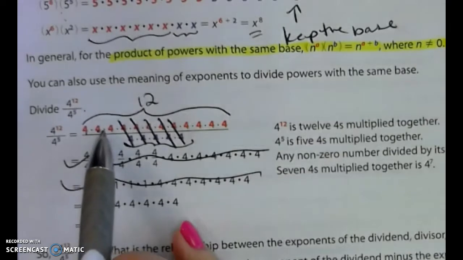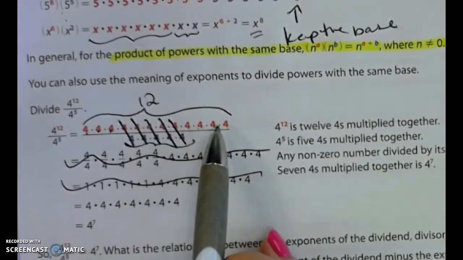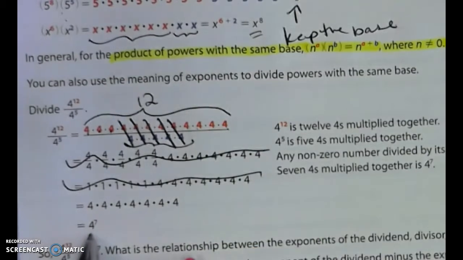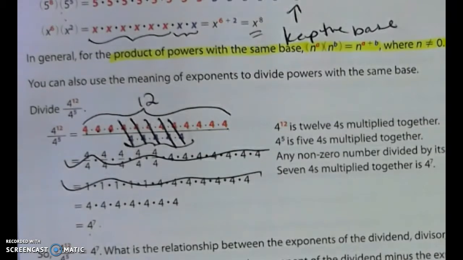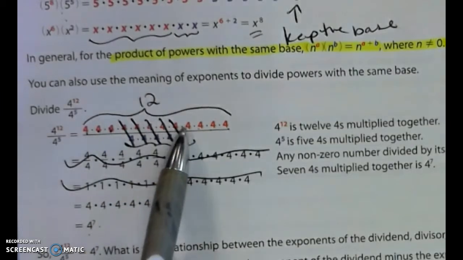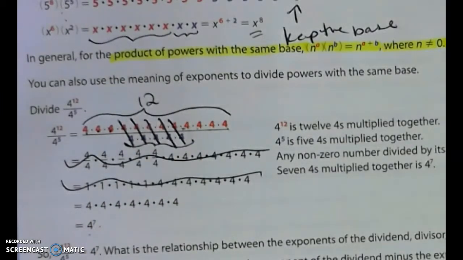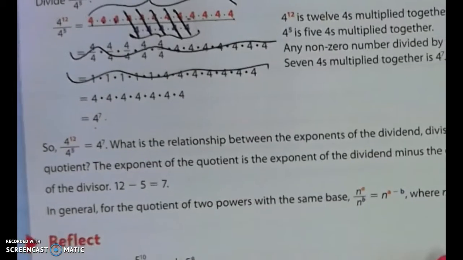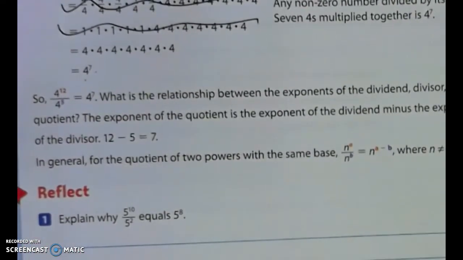We have 1, 2, 3, 4, 5, 6, 7 factors of 4. So we would keep that base 4 and we would give it the exponent 7 to represent the 7 factors. Now, all of those remaining 4s were in the numerator, which means that would have been over a 1, and we do not have to show the denominator. So 4 to the 12th divided by 4 to the 5th equals 4 to the 7th.